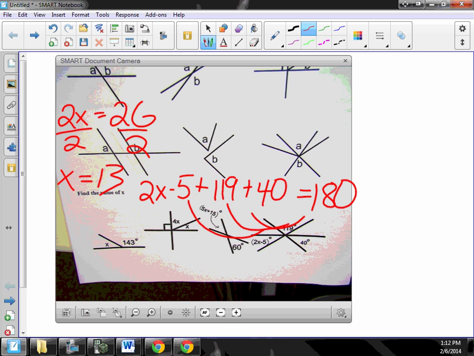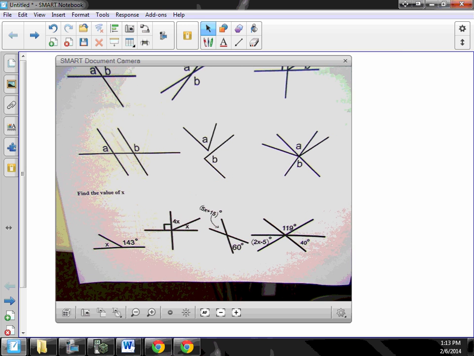What if I asked you for the size of the missing angle? You could do 180 minus 40 minus 119, or we could plug 13 into 2x minus 5. 2 times 13 is 26, minus 5 is 21. Yeah, so however you wanted to do it, that would actually work. All right, your assignment tonight is to finish that worksheet.